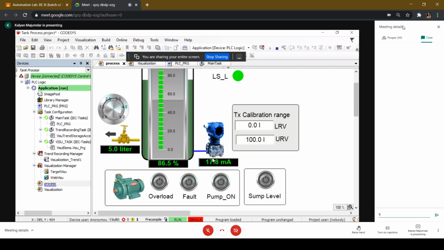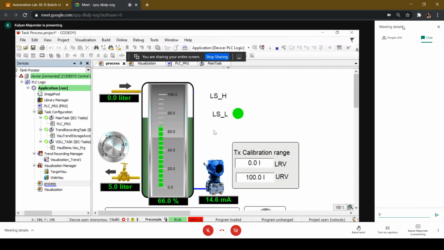It's now decreasing. The transmitter current is decreasing. The level is still above 20%. So এটা level switch high, low টা state is still high. Lower level switch টা উপরে এটা implement করিনি। 20 নিচে গেলে এখানে this will change state.